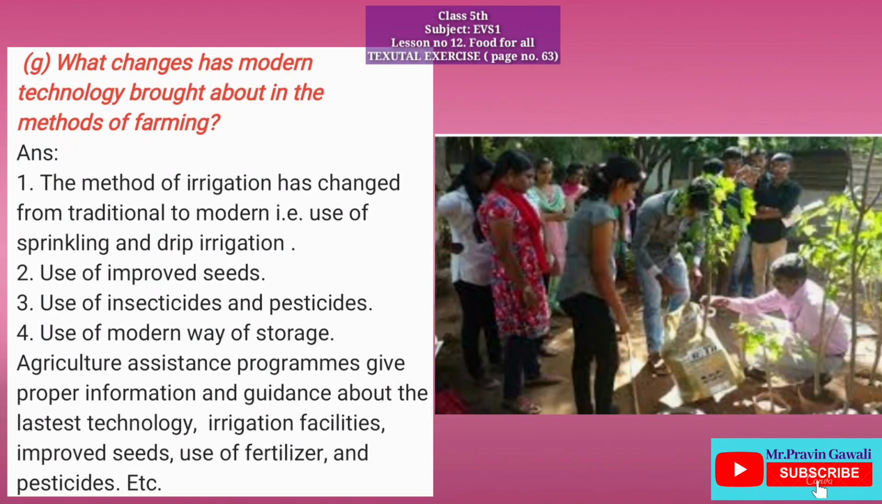Next question. G. What changes has modern technology brought about in the methods of farming? The answer is 1. The method of irrigation has changed from traditional to modern, that is, use of sprinkling and drip irrigation. 2. Use of improved seeds. 3. Use of insecticides and pesticides. 4. Use of modern way of storage of food grains. Agriculture assistance programs give proper information and guidance about the latest technology, irrigation facilities, improved seeds, use of fertilizers and pesticides, etc.